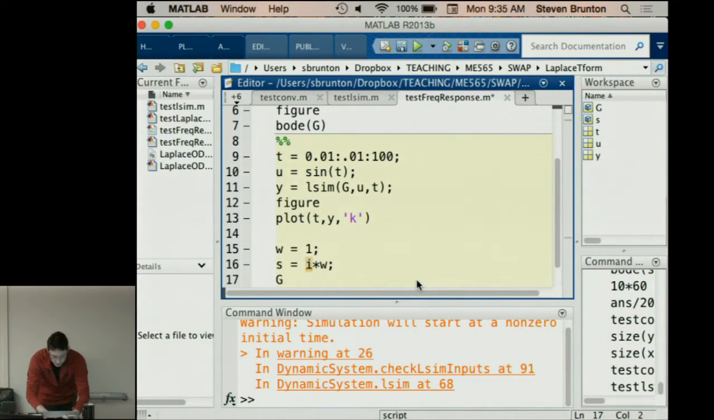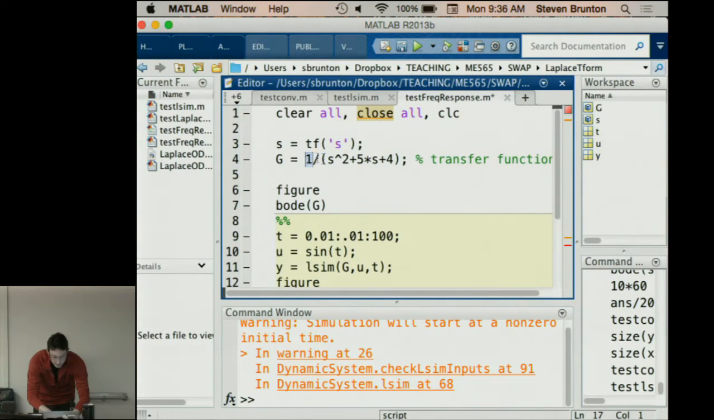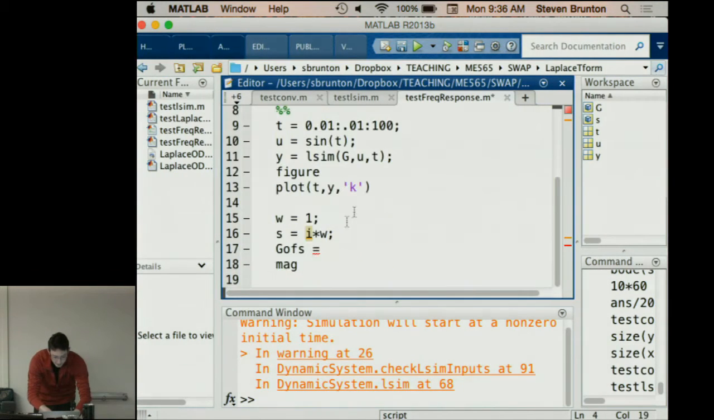So now I'm going to say g of s is equal to, so I just redefined my Laplace variable s. So this is no longer an actual transfer function s, it's a number, i omega. And so what I'm going to do is recompute this expression where s is i omega. And then I'm going to look at the magnitude, which is the absolute value of g of s, and my phase is going to be the angle of g of s.